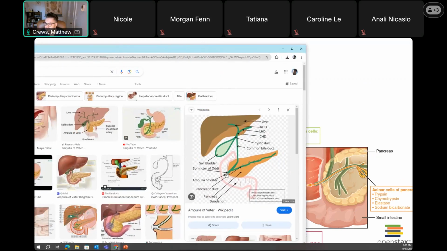So there is an ampulla of Vater, which is right here, which is controlled by a sphincter, which is called the sphincter of Oddi. And there, the pancreatic duct and the common bile duct meet. So your bile gets secreted into the duodenum through here, and so does your pancreatic secretion. It secretes all of this stuff through here, and that happens through the ampulla of Vater.